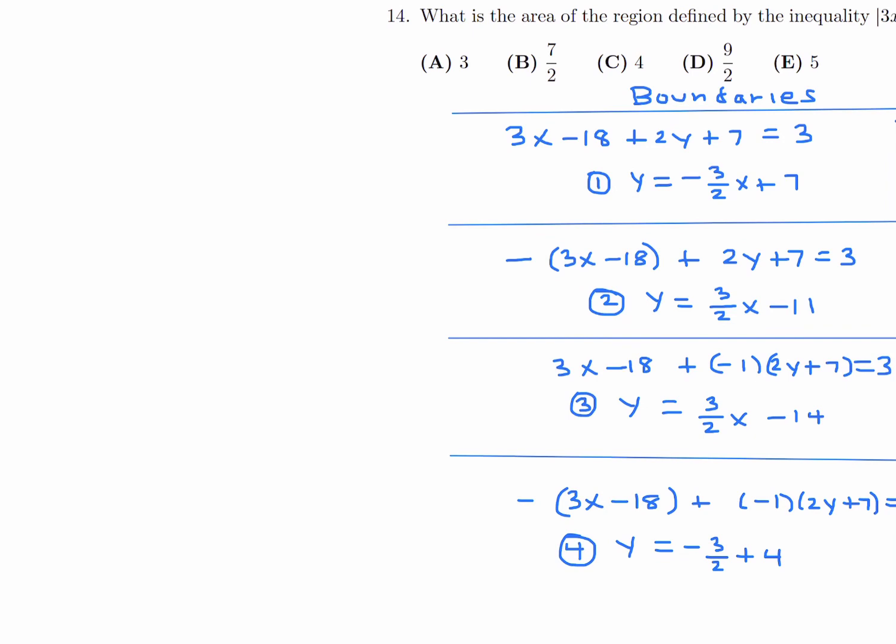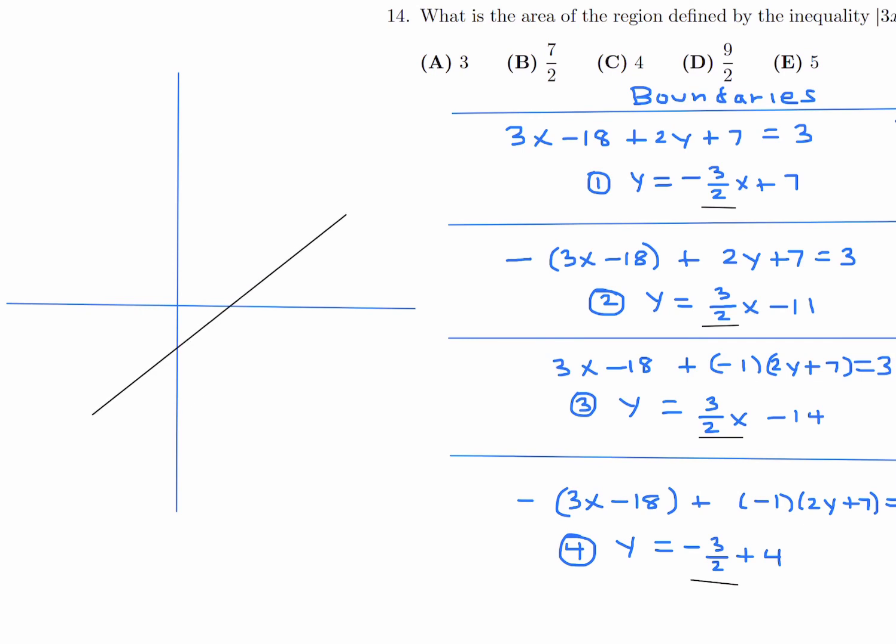Now I have to plot these. I can just put them very loosely on an XY plane like this. I'm not going to be super accurate here. These 4 lines are 2 sets of parallel lines. As you can notice, this slope and this slope are the same, and this slope and this slope are the same. So they're 2 parallel lines, something like this. One line is going this way, another line is parallel going this way.